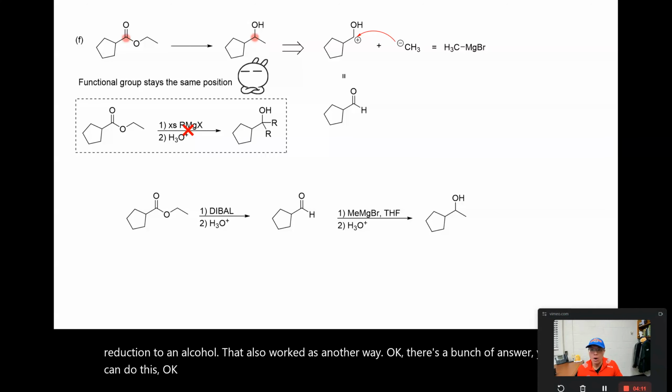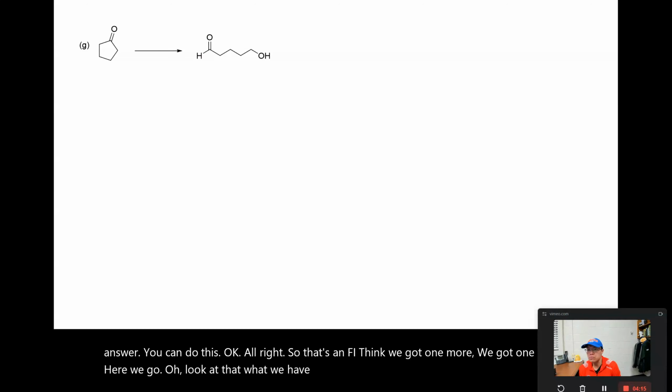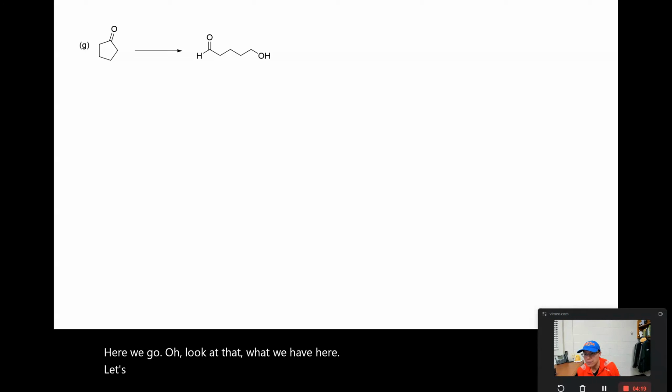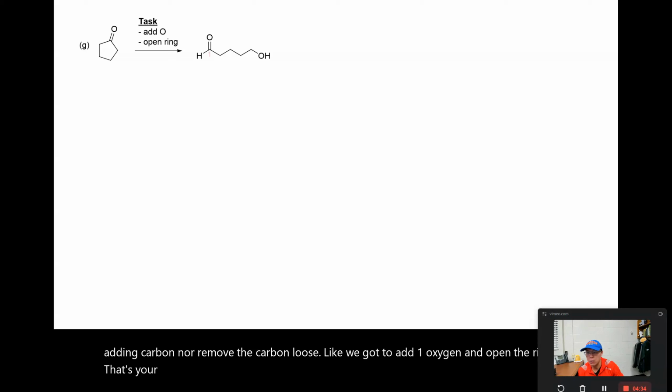I think we got one more. Here we go. Oh, look at that. What we have here. Let's see. We have 5 carbons on the product. We have 1, 2, 3, 4, 5 carbons as well. So no adding carbon nor removing carbon. Looks like we have to add 1 oxygen and open the ring. That's your task. Let's count 1, 2, 3, 4, 5, 6.